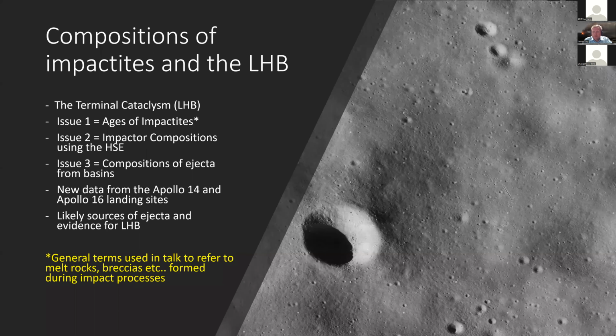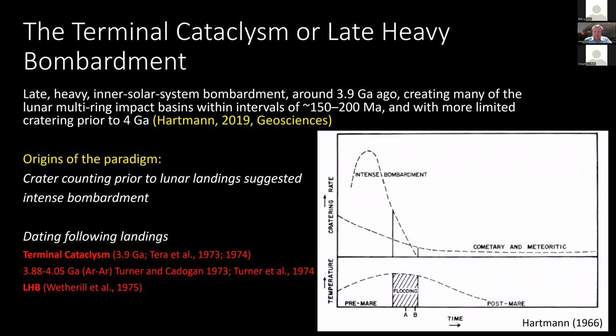Many of you are probably familiar with the idea that the moon may have been struck by a series of large impactors about 3.9 billion years ago. This is the idea of a terminal cataclysm or late heavy bombardment.